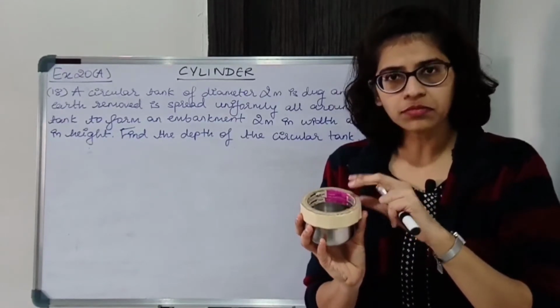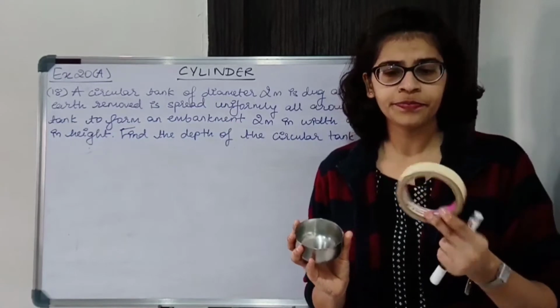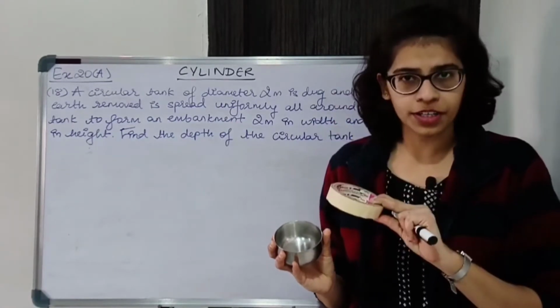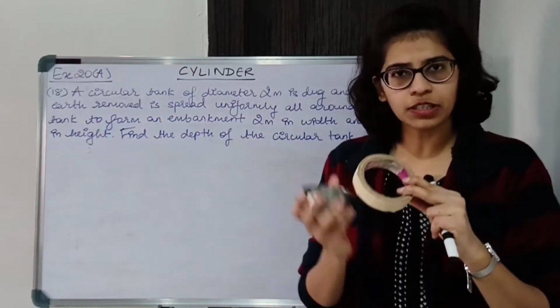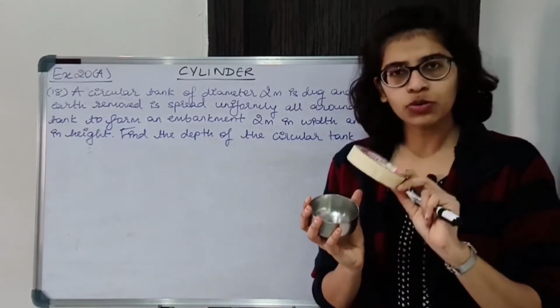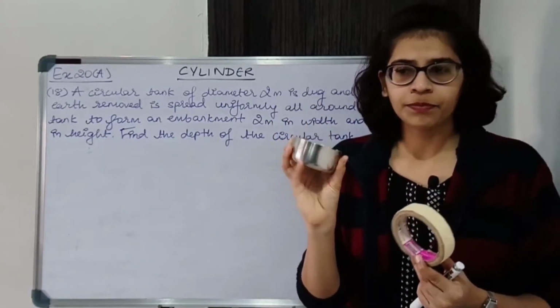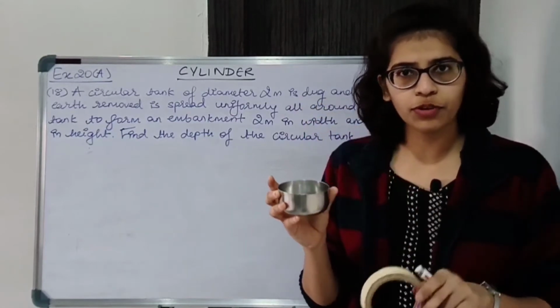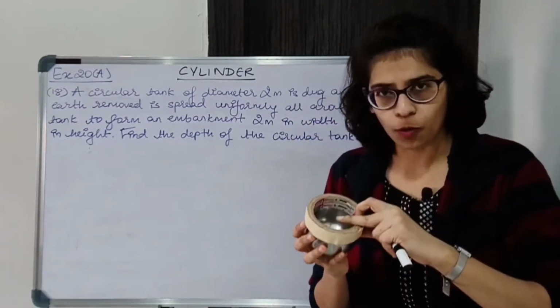Okay? If you notice, this embankment is like a hollow cylinder. Obviously the cylinder is a little longer in shape, but this is like a hollow cylinder. It is circular, it has some width and some height. And this is like a normal cylinder that has some base and is open from the top. So this is the circular tank and this is the embankment formed around it.